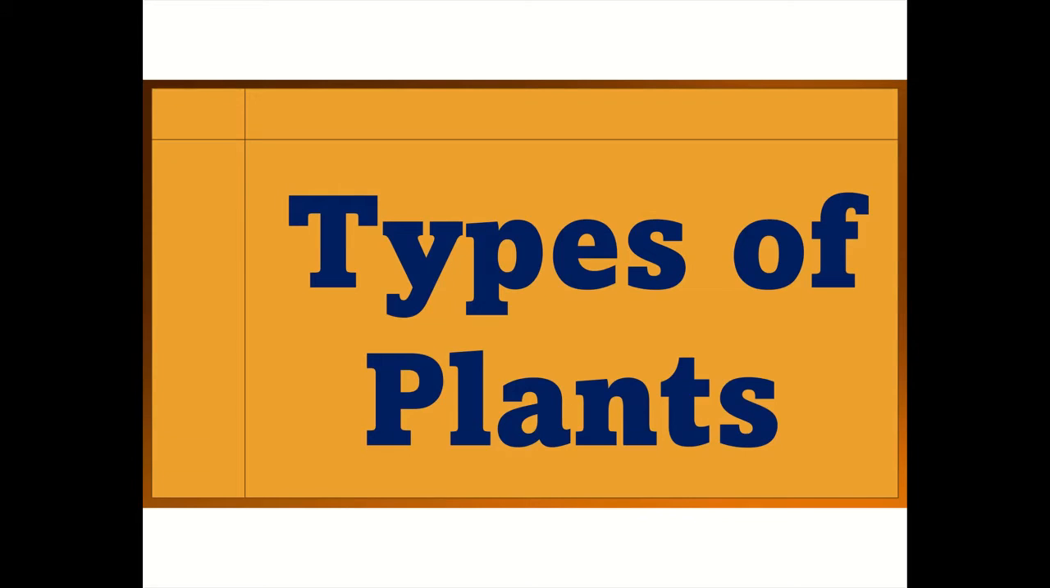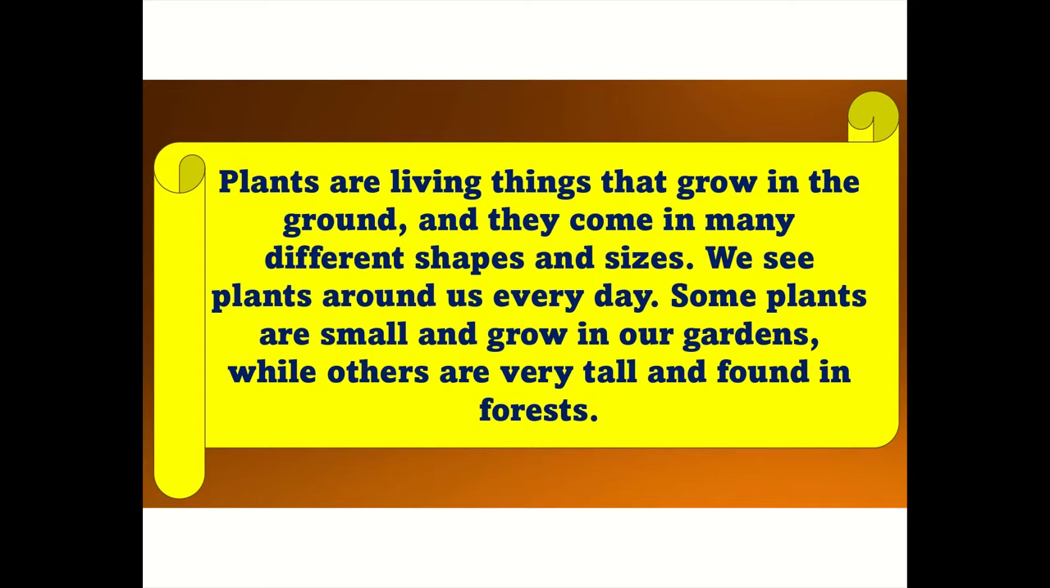Types of plants. Plants are living things that grow in the ground, and they come in many different shapes and sizes. We see plants around us every day. Some plants are small and grow in our gardens, while others are very tall and found in forests.